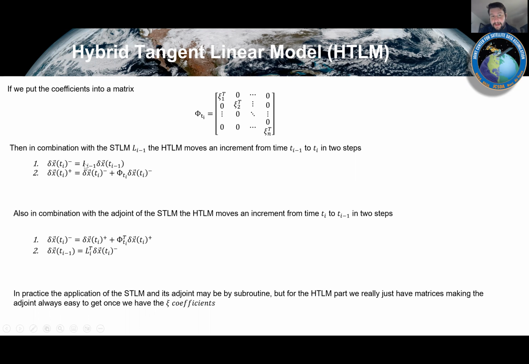First, I use the simplified TLM to move from previous time to the next time. And then I update that with my coefficients, which I would have pre-calculated. So it's 2 steps, simple and then correct.